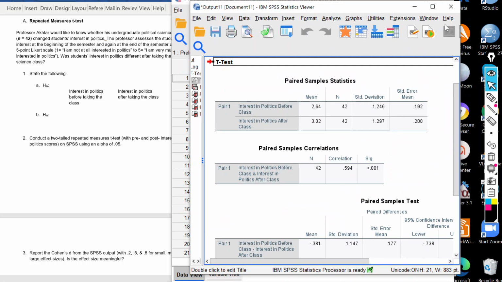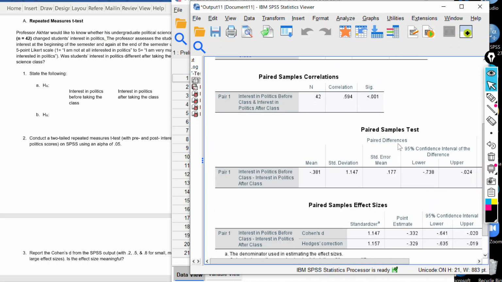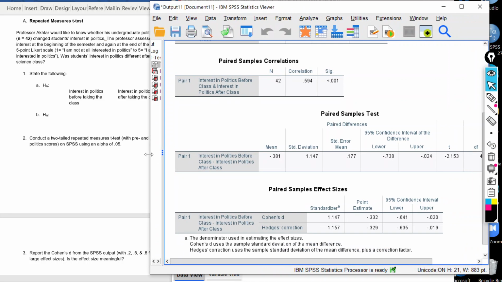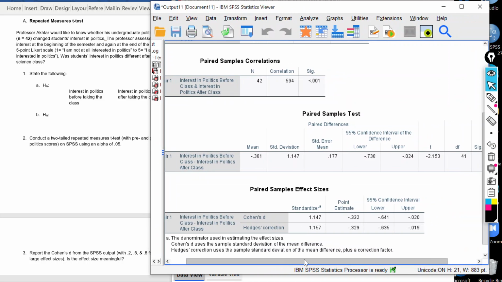These are the two things that we're looking at, and that's what we're comparing. And so as you see here, we have 42 participants. Their standard deviation for the pre-test, or before taking the class, is 1.246, and after is 1.297. And then there's a little bit of error. So, all right. Let's go ahead and move on to this part right here, because this is the essential information that we need.